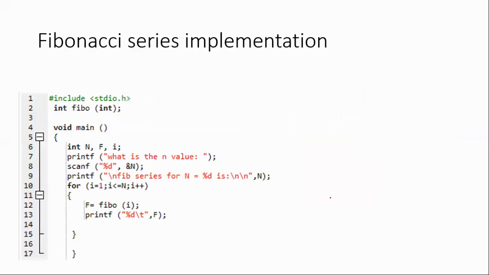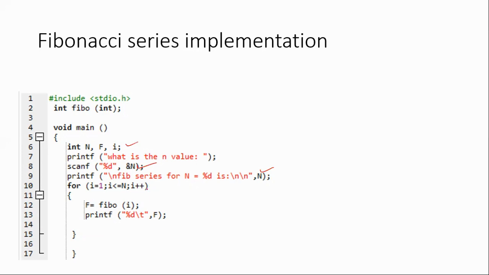Now coming to the implementation of the Fibonacci number. Here this is a main program where it uses local integers like n, f, and i, and it asks the user to type a value by prompting on the screen: what is the n value? Whatever is given is taken into the n variable. Then it starts with the fib series for n is equal to. So this n, whatever you entered, will come here and n will be printed here, whatever the n value we are given, for n is equal to 2 or 3, something like that.